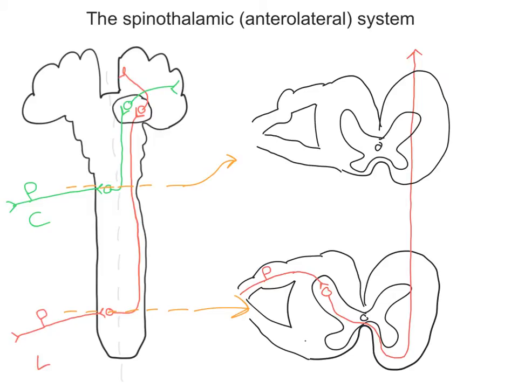Here is our green sensory neuron with its cell body in the dorsal root ganglion, projecting through the dorsal root and into the grey matter, the dorsal horn of the cervical cord, where it synapses onto the second order neuron. Then the second order neuron crosses the midline and ascends like this. Now, we have demonstrated something extremely important about the spinothalamic system here.